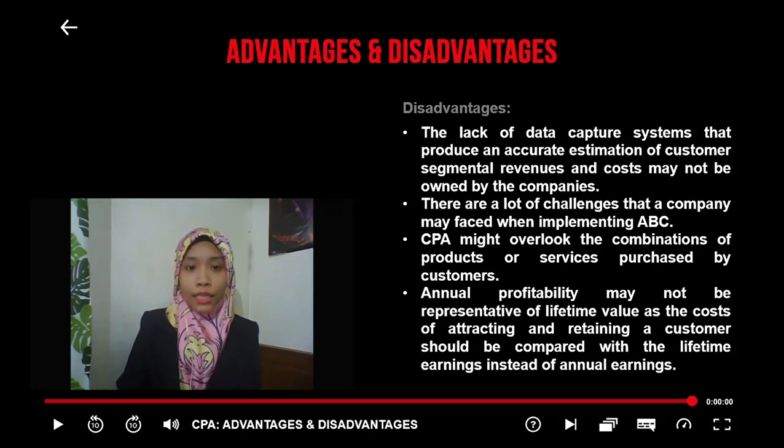Okay, lastly, annual profitability may not be representative of lifetime value, since the cost of attracting and retaining a customer should be compared with the lifetime earnings and not just with the customer's annual earnings.